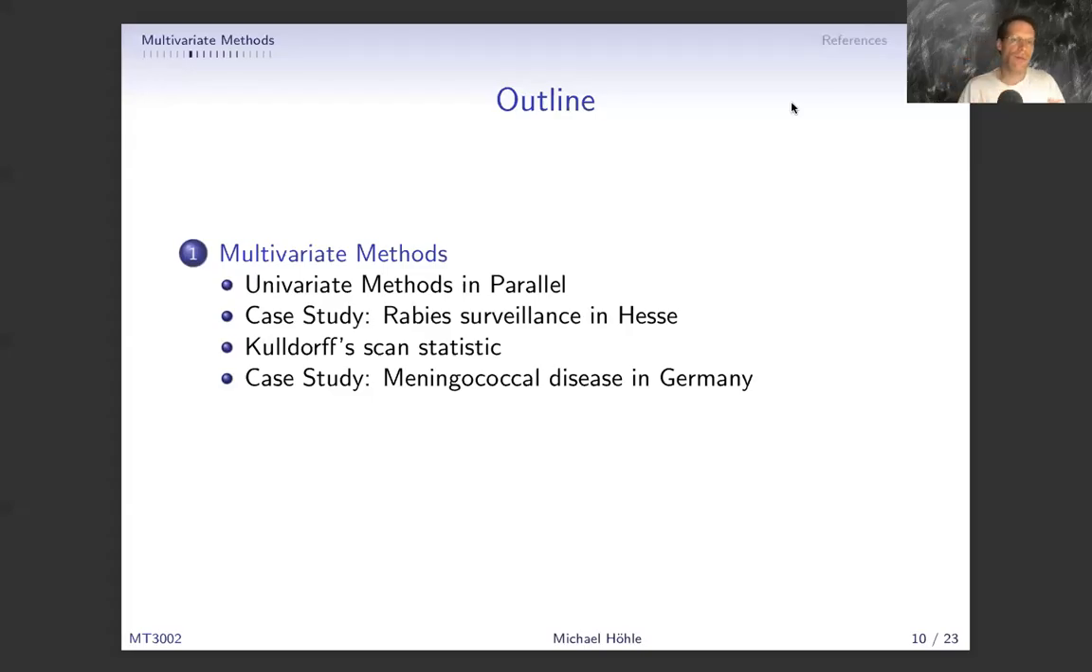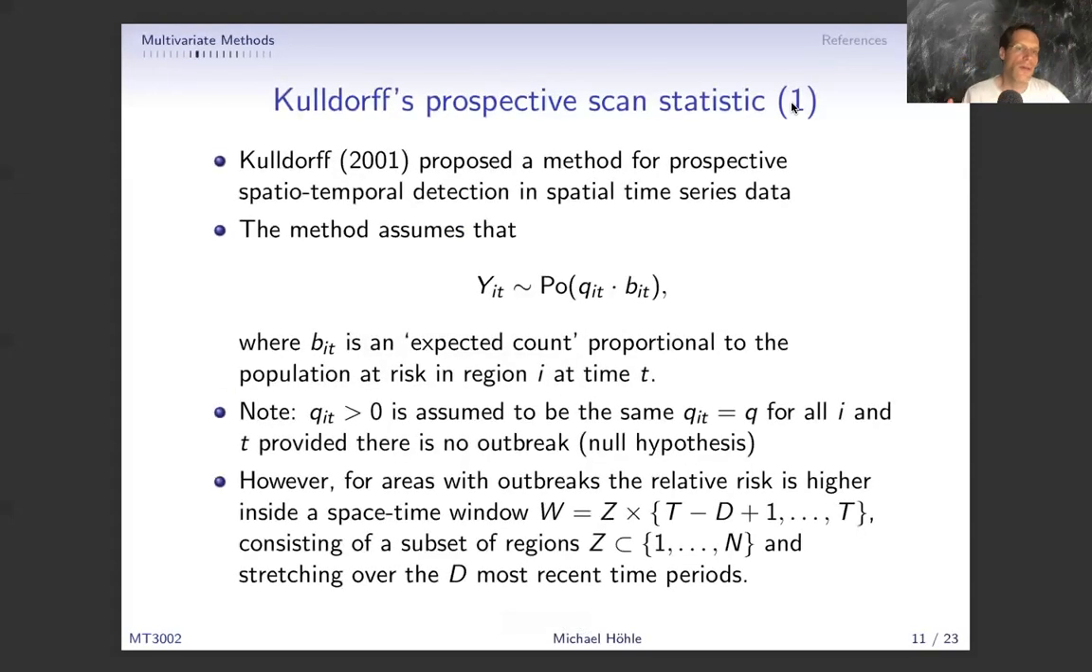So welcome back to the second part of the lecture, where we will talk about Kulldorff's prospective spatiotemporal scan statistic. And after talking a bit about the theory, we'll look at an example of applying this to data from Germany. So first, let's look at Kulldorff's prospective scan statistics.